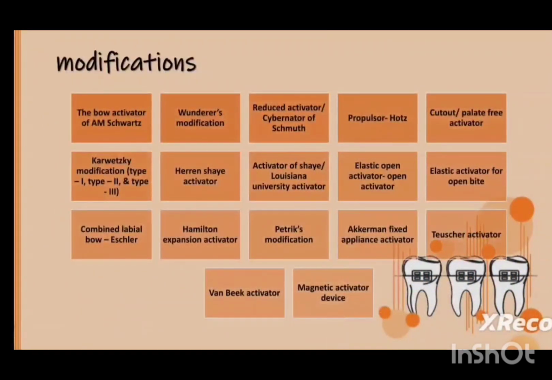Moving forward, these are the modifications of the activator. The bow activator of A.M. Schwartz, Wondrous modification, reduced activator, Cybernator of Schmuth, propulsor, Potts, cutout palate-free activator, Kavitsky modification type 1, 2, and type 3, Heron-Shea activator, activator of Shea, Louisiana activator, elastic open activator, elastic activator for open bite, combined labial bow of Bachelor, Hamilton expansion activator, Patrick's modification, Eckermann fixed appliance activator, Tuchus activator, Van Beek activator, and magnetic activator device.